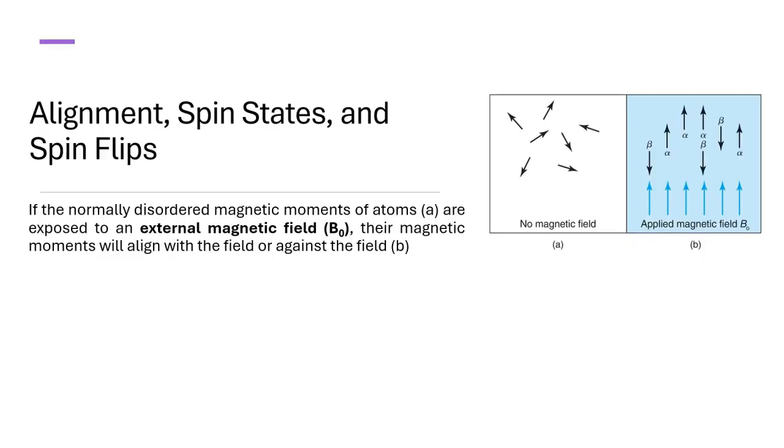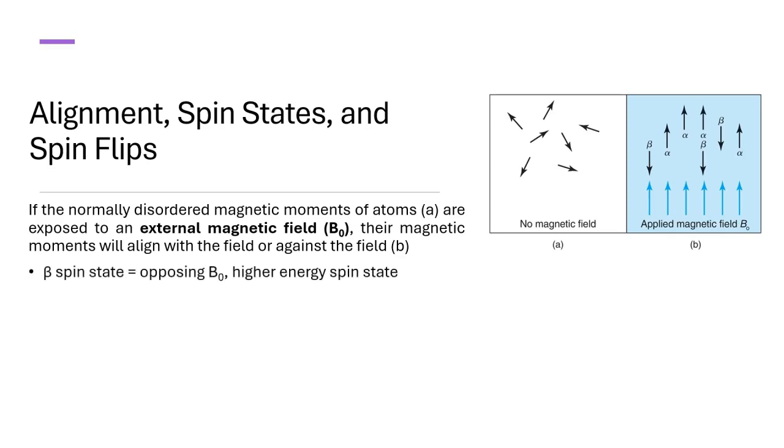Alignment, spin states, and spin flips. The normally disordered magnetic moments of atoms, like we see in figure A with no magnetic field, are disordered. If they are exposed to an external magnetic field or B naught, like we see in figure B with the blue arrows, their magnetic moments will align with the field or against the field. If they're with the field, we give them the symbol alpha. If they're against the field, we give them the symbol beta.